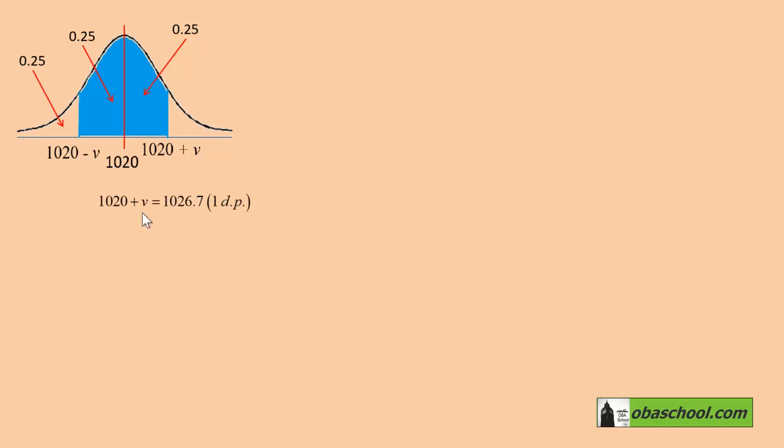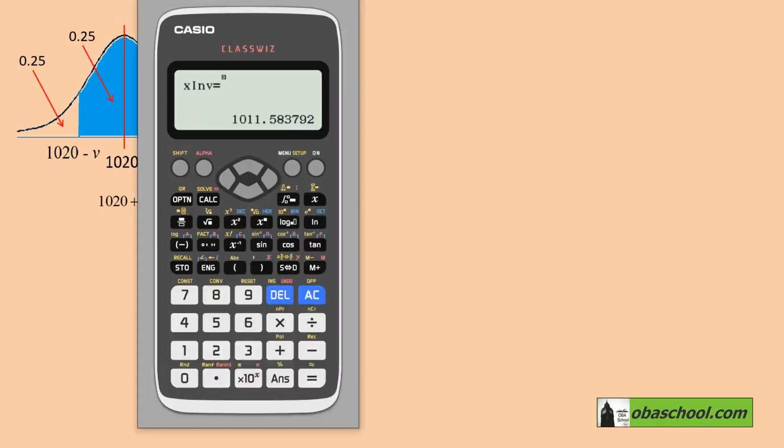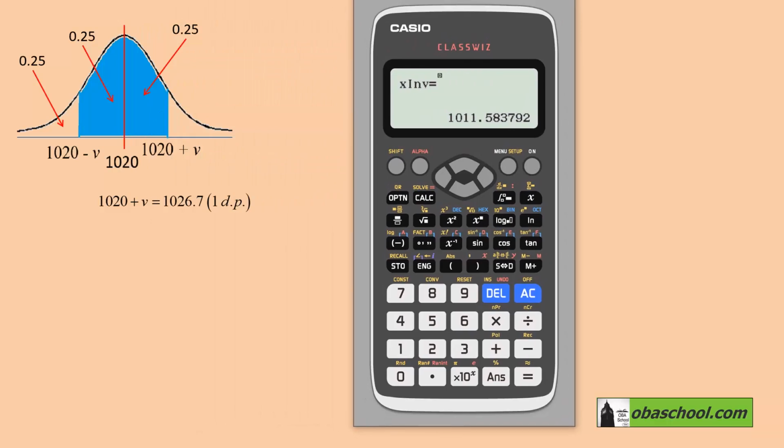So 1020 add V is 1026.7. Now let's just go back to the calculator and look at getting that. So once again, I'm going to go to number 7 and number 3. And the area we decided was 0.75 from this top value. We could have used this value and gone from 0.25 if we wanted to. So this is 10 again and 1020. And that's how we get the 1026.7.